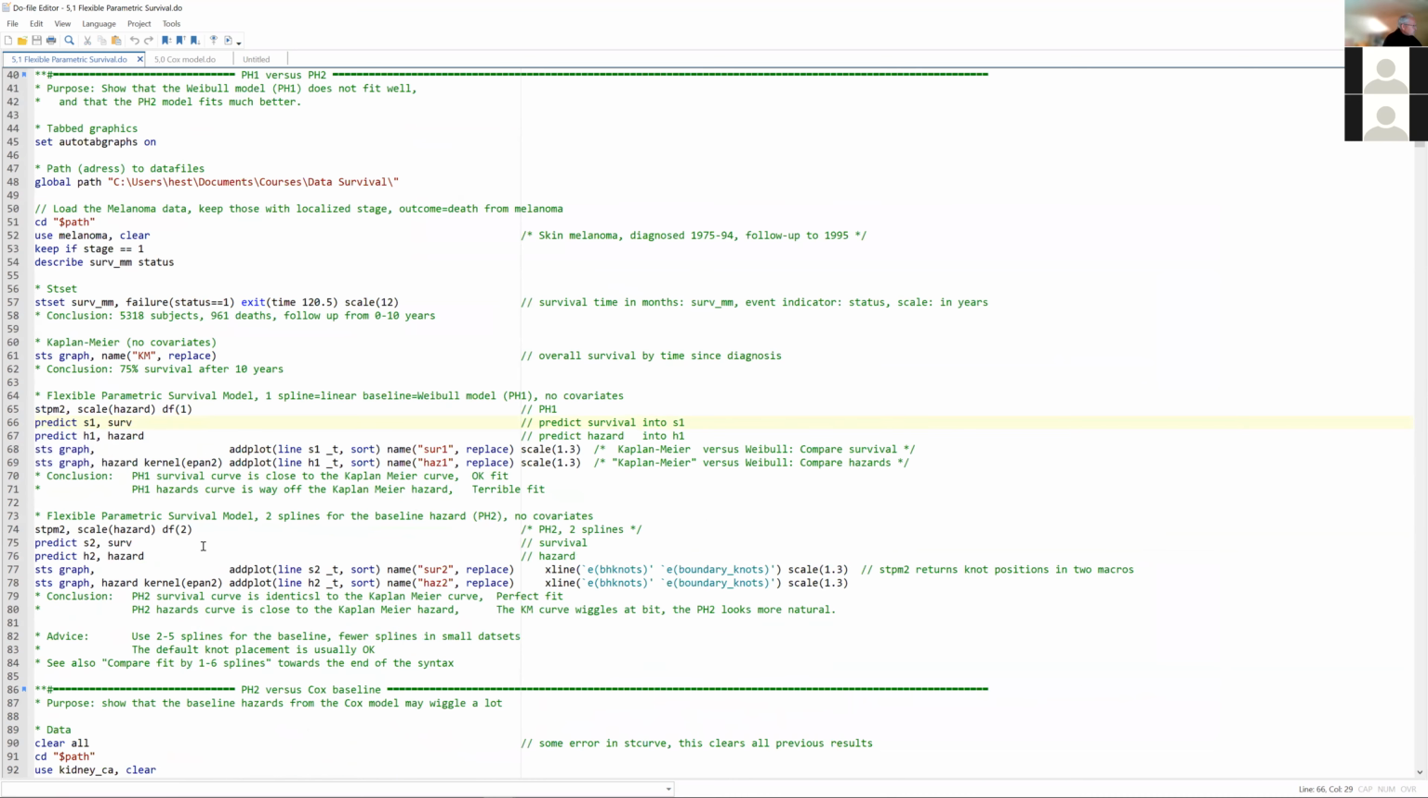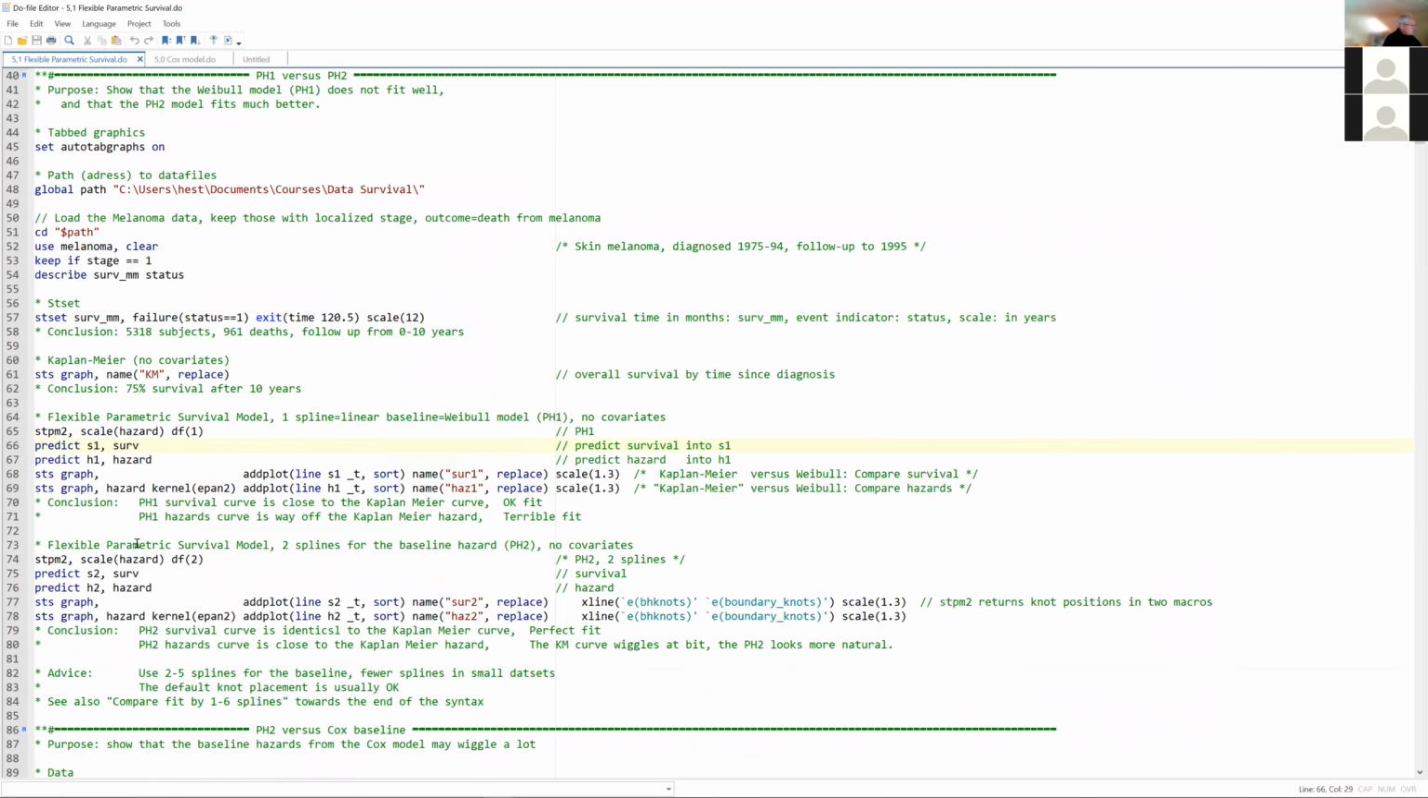Now let's do a model. I should do this slightly larger. So I do the flexible parametric model, no variables for the first model, hazard scale, and I do just 1 degree of freedom for the baseline hazard. In this case, that means that I get a straight line for the hazard. So that's the same as a Weibull model if you're interested. So that's a very limited or very restricted model. So the point is to see how this estimates on the data.